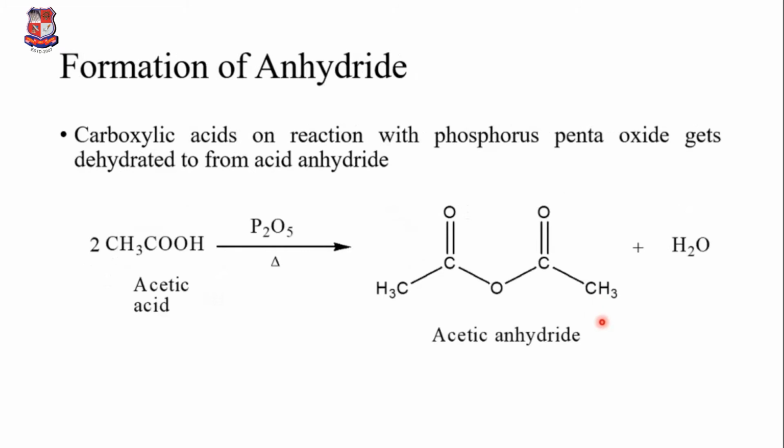Then the fourth one is the formation of the anhydride. Carboxylic acid on reaction with phosphorus pentaoxide is dehydrated to form the acid anhydride. So here we take 2 moles of acetic acid, then react with phosphorus pentaoxide at elevated temperature, and we get acetic anhydride. This group is the acetic anhydride, and one water molecule is removed.